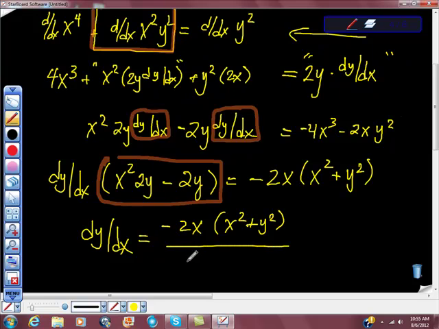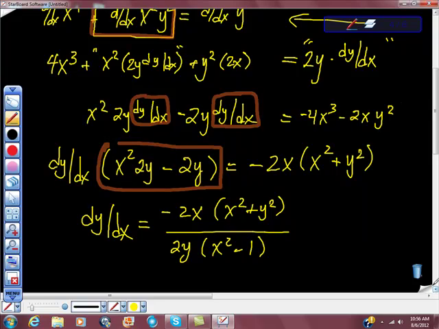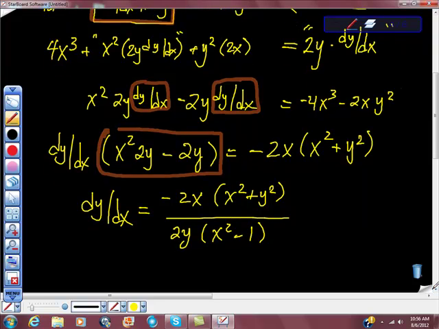Oh, you know what? I can factor out a 2. I can factor out 2y here, so I'm going to factor out 2y times x squared minus 1. Does that make sense? Just doing this algebra because I know on the AP exam they're going to force you to do this algebra, so we might as well get sharp at it now. The factors of 2 cancel each other out.